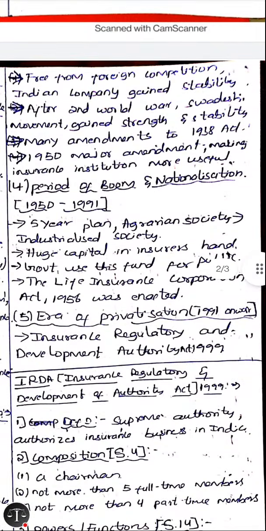Era of privatization from 1991 onwards. So the Insurance Regulatory and Development Authority Act 1999 was framed in this era.